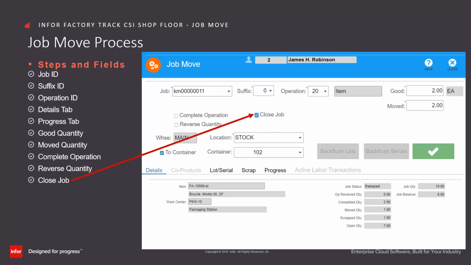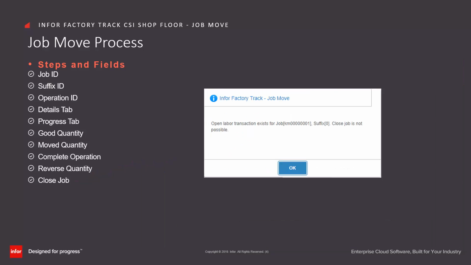Click the Close job checkbox if you are ready to prevent further reporting against any operation for this job after completion of this transaction. This checkbox is only available if the Allow Job Close parameter is selected on the transaction set maintenance form. If the Allow Job Close with Open Requirements parameter is disabled, the application would prevent the job from closing without issuing all the materials needed for the job operations.